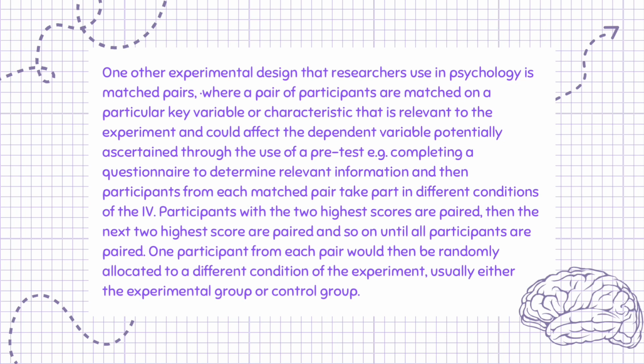Participants with the 2 highest scores are paired, then the next 2 highest scores are paired, and so on until all participants are paired. One participant from each pair would then be randomly allocated to a different condition of the experiment, usually either the experimental group or control group.